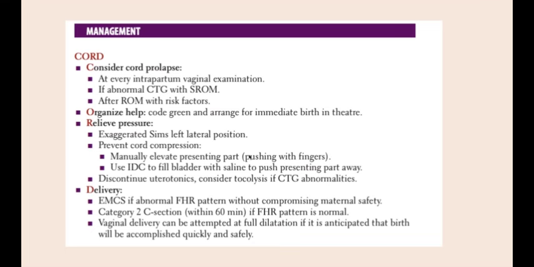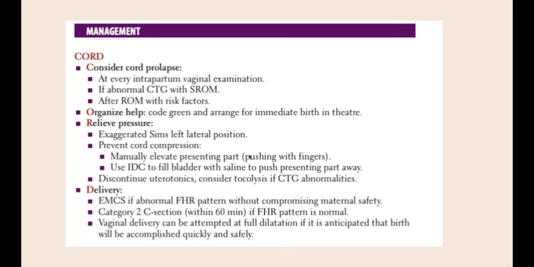So the first thing is to always be considering a prolapse. So during every intrapartum vaginal examination, if you see any abnormal CTGs, after any rupture of membranes, these are all times to think about this as a differential. If there are signs of a cord prolapse, you want to organize help with a code green and organize immediate time to do the birth in theatre.